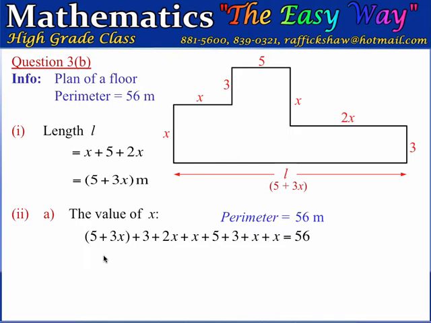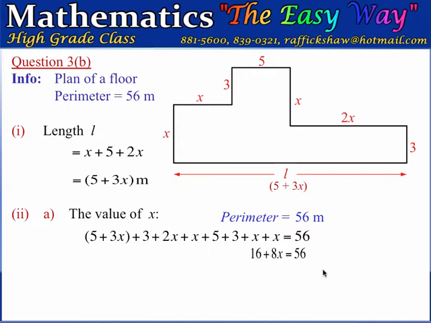In terms of the numbers, 5 plus 3 is 8, 8 plus 5 is 13, and 13 plus 3 is 16. So that's 16. And in terms of the x's, 3x plus 2x is 5x, 5x plus x is 6x, plus x is 7x, plus x is 8x. And so this side reduces to 16 plus 8x. And so we have 16 plus 8x equals 56.